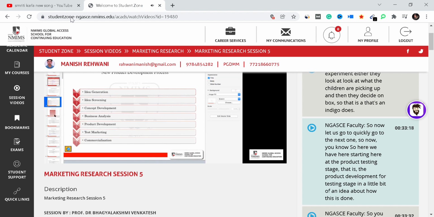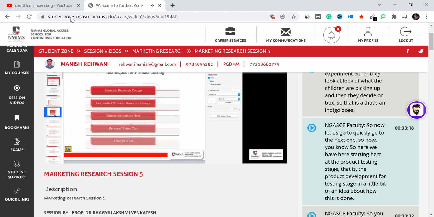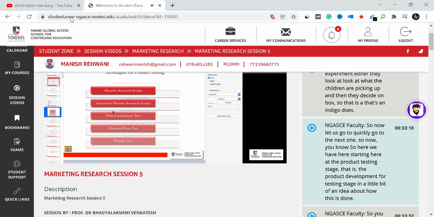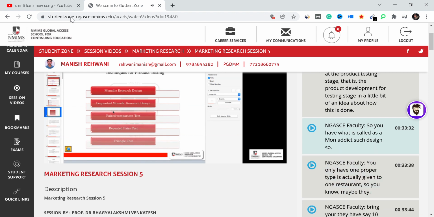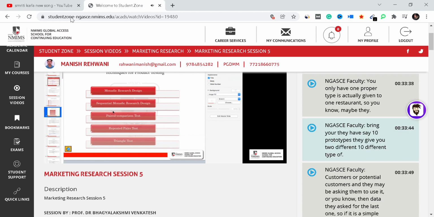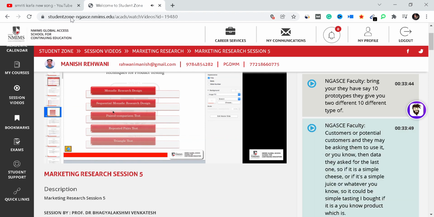So now let us quickly go to the next one. Here we are starting at the product testing stage, that is the product development. Product testing stage, a little bit of an idea about how this is done. So you have what is called a monadic research design. In here, only one prototype is given to one respondent. Maybe they have 10 prototypes, they give them to 10 different types of potential customers, and they ask them to use it, and then later they ask for their response.